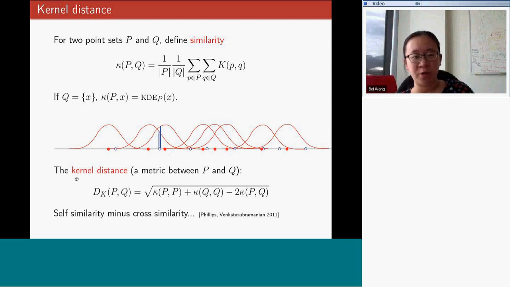Now, the important definition to keep in mind is what we call the kernel distance, which turns out to be a metric between point sets. Therefore, the distance between a point set P and a point set Q is basically kappa PP plus kappa QQ minus 2 times kappa PQ. This basically means it's the self-similarities minus the cross-similarities between the two point sets.